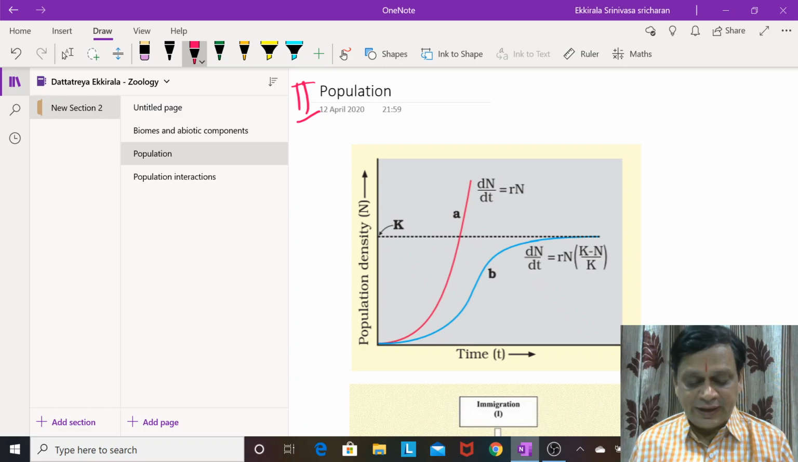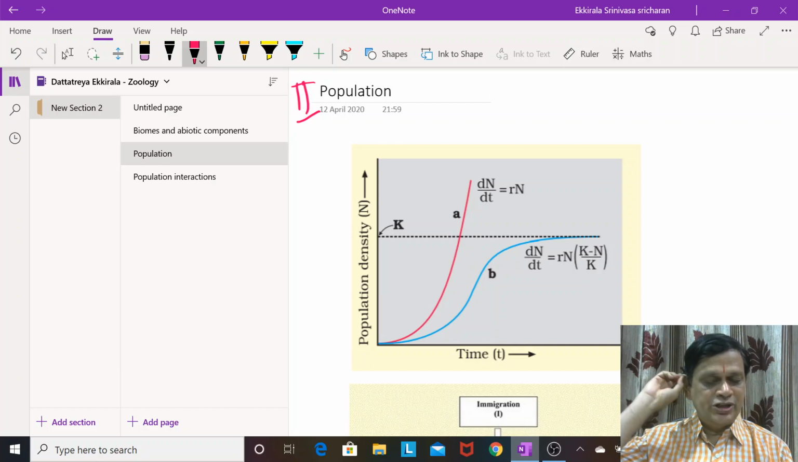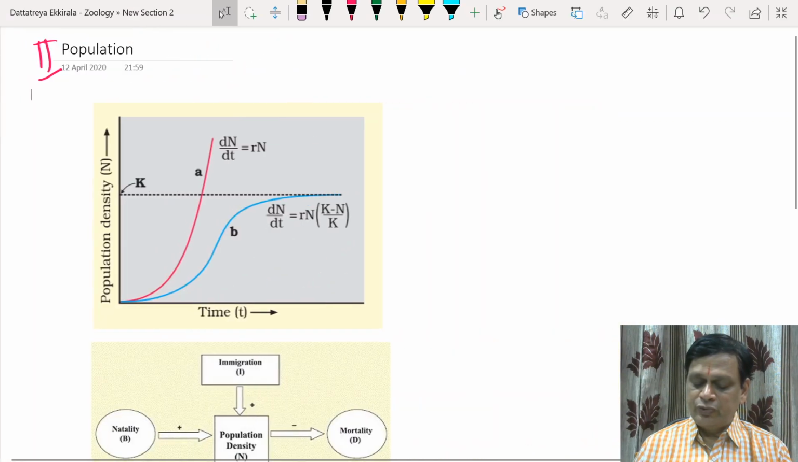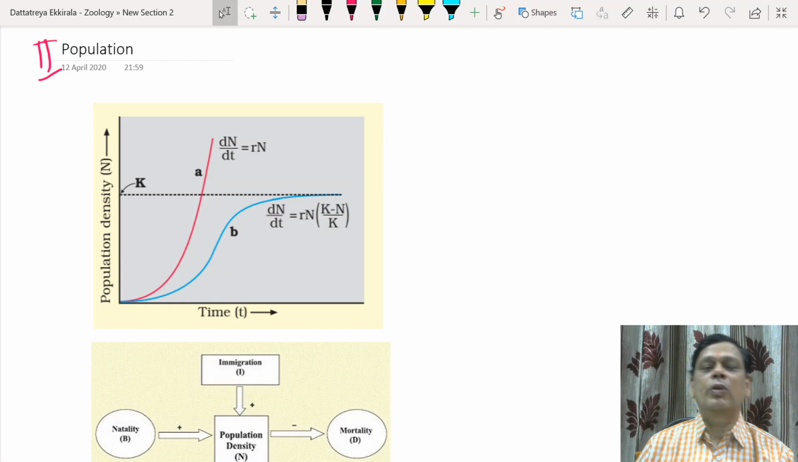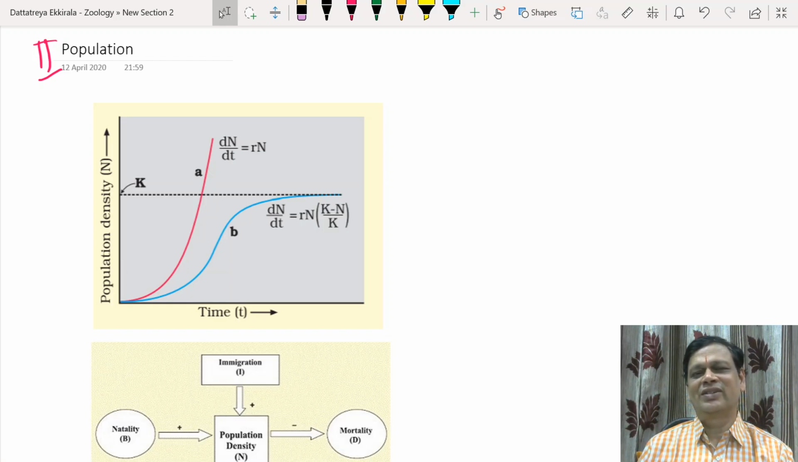Coming to the second aspect of the organisms and population chapter, that is population. First, all of you think about one important thing. What is population? Population is a group of species. A species is a group of population is an important point where you need to make a difference. I found many students getting confused here.